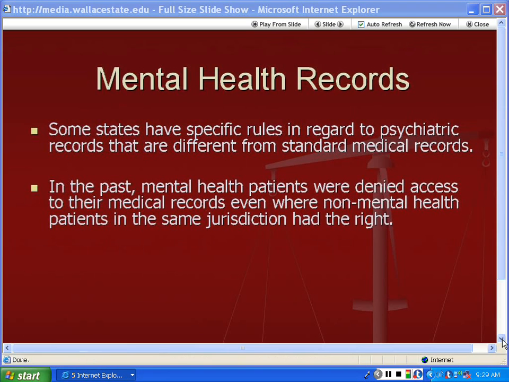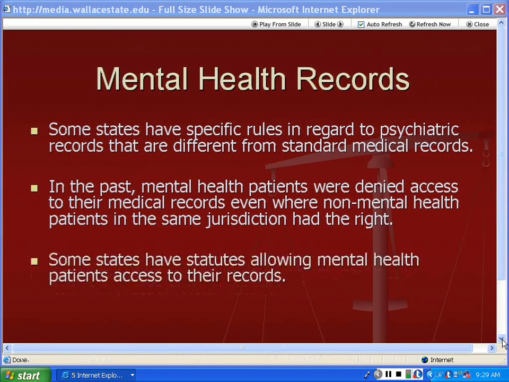Now, in the past, mental health patients could be denied access to their medical records even where non-mental health patients in the same jurisdiction have the right to have access to their records. And then some states would be right the opposite and have a law on the books that stated that mental health patients did have a legal right to access their medical records.